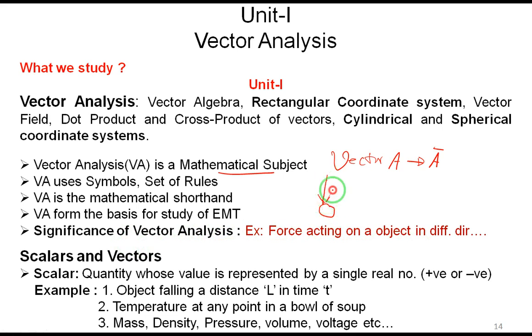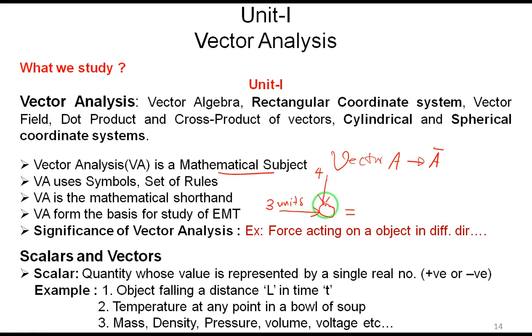Let me assume the force acting in the downward direction is 4 units, and let me assume another force acting on this object is 3 units. If I ask any common layman, he will say 4 units plus 3 units, totally 7 units of force is acting on the object. But it is wrong, because we have to see the resultant force acting on the object. The 4 units is acting in the downward direction, and 3 units is acting in the rightward direction.